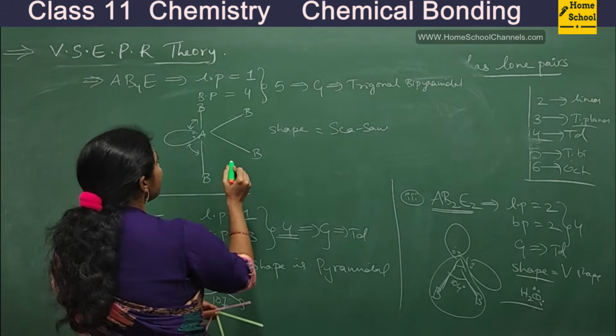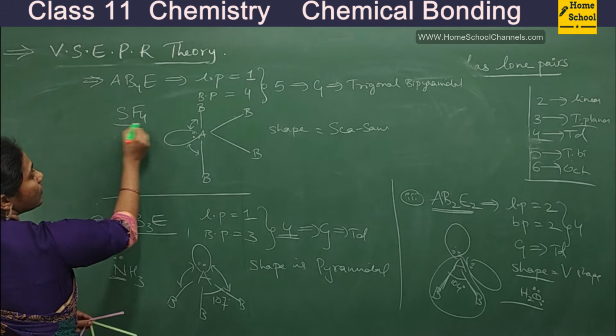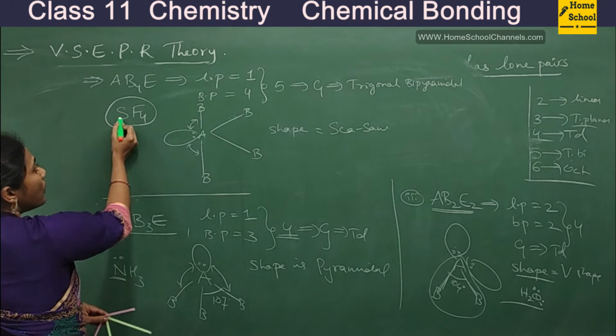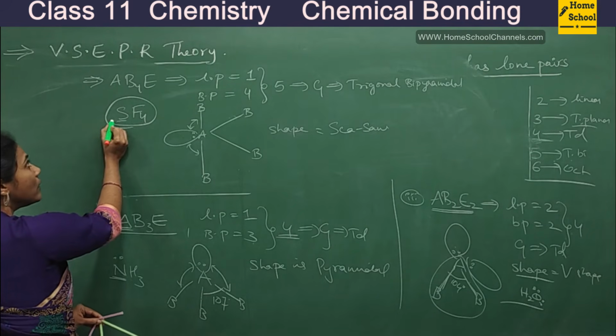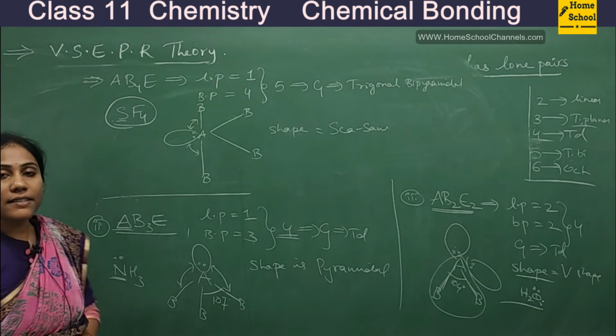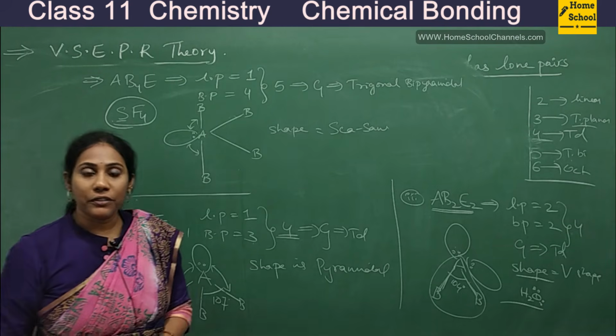Okay. So the best example for this case is SF4. SF4 is a molecule. The central atom is S. It has one lone pair of electrons and 4 bond pairs. Clear? And let's go for the next model now.